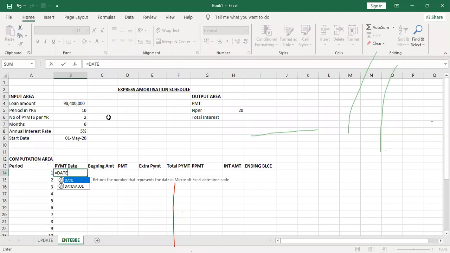Have you managed to type the word date? Yes. Equals, type the word date, open brackets. Have you managed to open the brackets? Yes. Now, when you open the brackets and look below that date, do you see anything like date, year, month, day, etc., or you don't see anything?